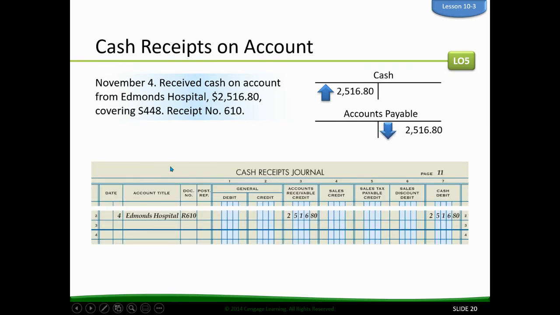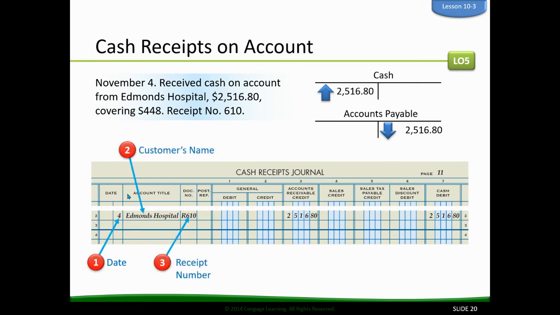So here we are. We have our date, our customer name, and R610. That's our document number. It goes into accounts receivable because they're a customer paying on account. And then we have our cash. In this case, they didn't take advantage of the discount that we would normally offer. So it was just a straight regular payment, no discount.